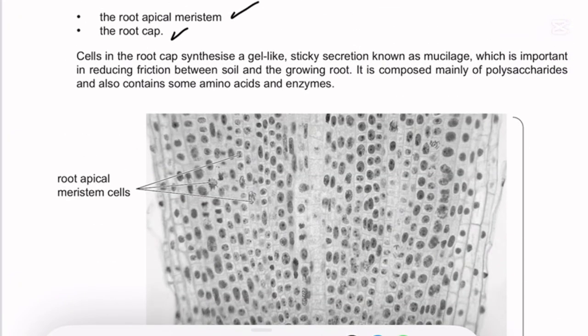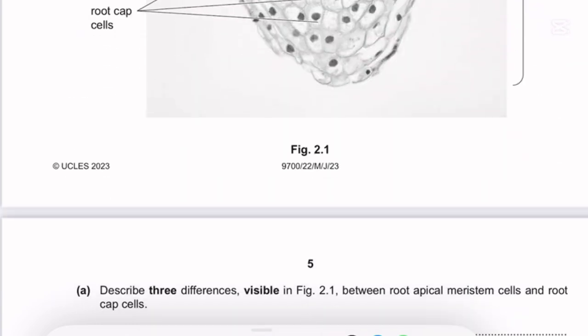And he's saying cells in the root cap synthesize a gel-like sticky secretion known as mucilage, which is important in reducing friction between the soil and the growing root, and it's composed mainly of polysaccharides, and it contains some amino acids and enzymes. So just to reduce friction between soil and growing root, we have mucilage, which is made just like mucus. It's made of polysaccharides and some amino acids, and it also contains enzymes.